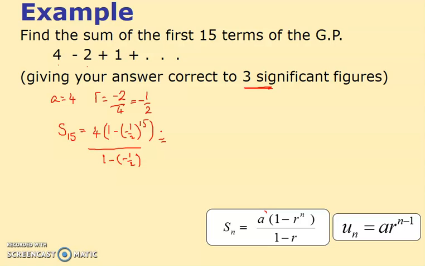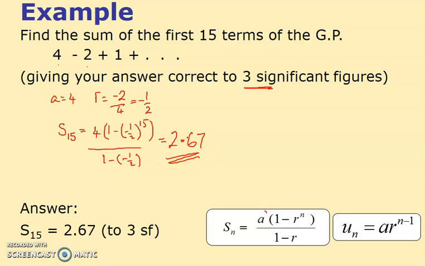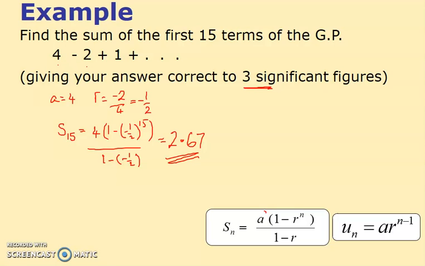I get 2.6667. I shall round it to 2.67 to 3 significant figures. Let's see what it actually says. Yeah, good. So I typed it in right, but I wouldn't be surprised if some of you didn't. So let's have a look at the next question.